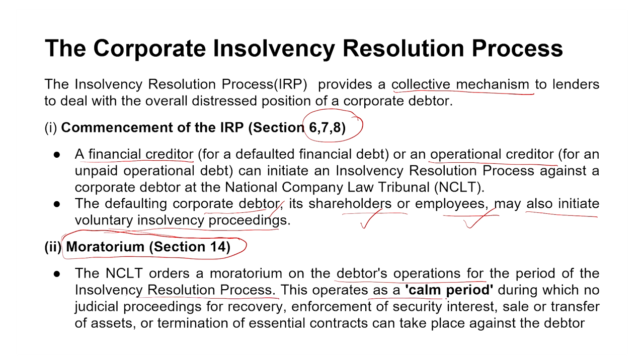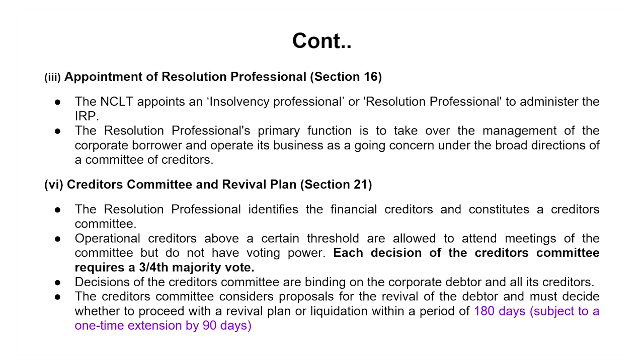This operates as a calm period during which no judicial proceedings for recovery, enforcement of security interest, sale or transfer of assets, or termination of essential contracts can take place against the debtor. So, particularly this section 14 protects the debtor. Within the period of this moratorium, no proceedings lie against this debtor. Appointment of resolution professional is dealt with by section 16, that's the expert person. The National Company Law Tribunal appoints an insolvency professional or resolution professional.